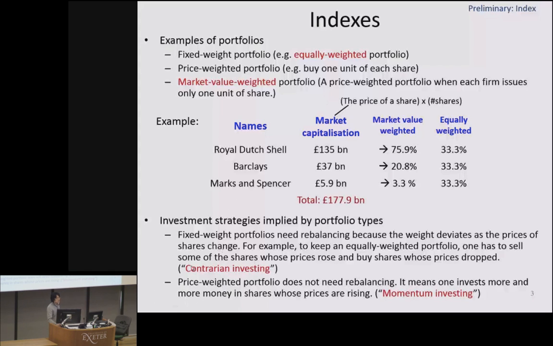In general, if you want to stick to fixed weights, every once in a while you have to sell some of the shares of the companies whose prices have recently gone up, and you have to get some cash by doing that, and you have to buy shares of the companies whose prices have recently gone down. So it's like contrarian investing.